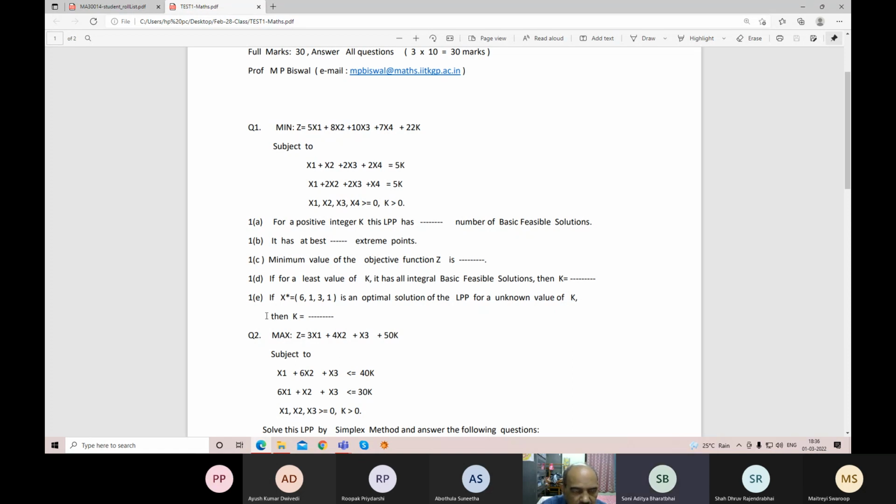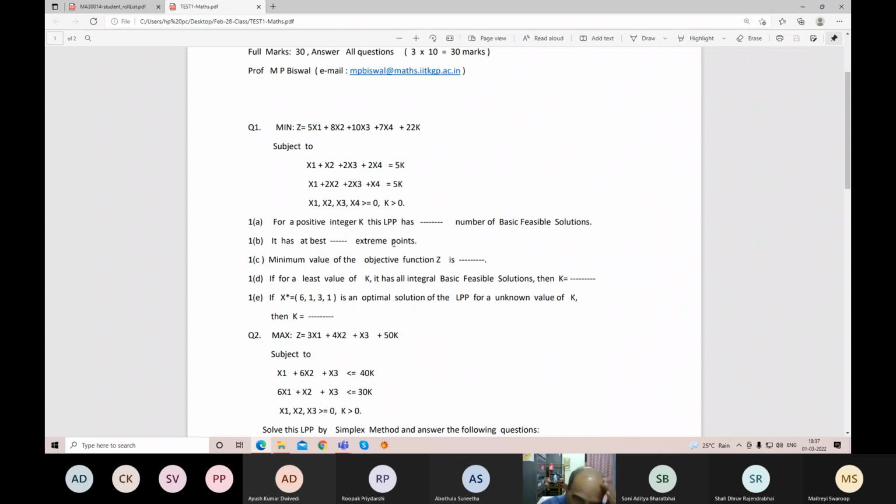First question, sir. Sir, if in a basic feasible solution we take x2 and x4 as 0, then both the constraints become identical. So I got infinite. See, the question is like that: for a positive integer k, this LPP has dash number of basic feasible solutions. If k equals 0, then we observe the 0 solution. For a positive integer k, you can see this is 5k, this is 5k.